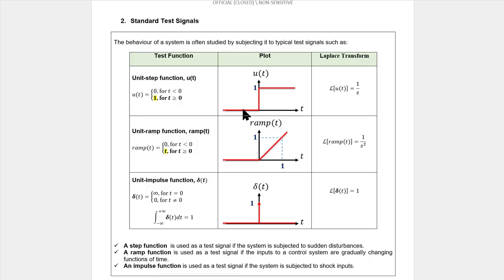As shown in this plot, unit step is when the value is 0 before time equals 0. This is the point where time is equal to 0, and the value is 1 after time is greater than or equal to 0. It's also shown here. This is how we write the function. When time is less than 0, it's 0. When time is more than 0, it's 1.